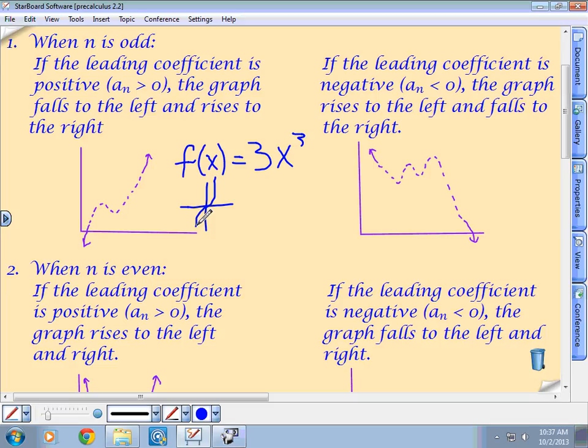Okay? Any function where this is an odd degree and this is a positive leading coefficient is going to have the same end behavior. Different things will happen in the middle. That's why I did this dash line. It just means all kinds of things can happen. You can have 25 turns in here, depending on how long your polynomial is. But they're all going to end with the graph rising to the right and falling to the left.